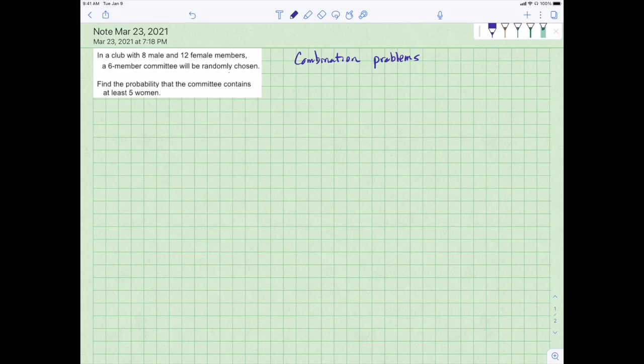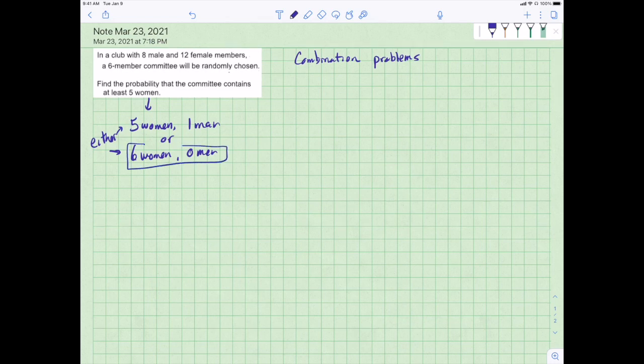In this example, we have a club with 8 male and 12 female members, and we're going to choose a 6-member committee. We want to look at the probability that the committee contains at least 5 women. So that means we could have 5 women and 1 man, or 6 women and 0 men. Either of these would satisfy the problem.